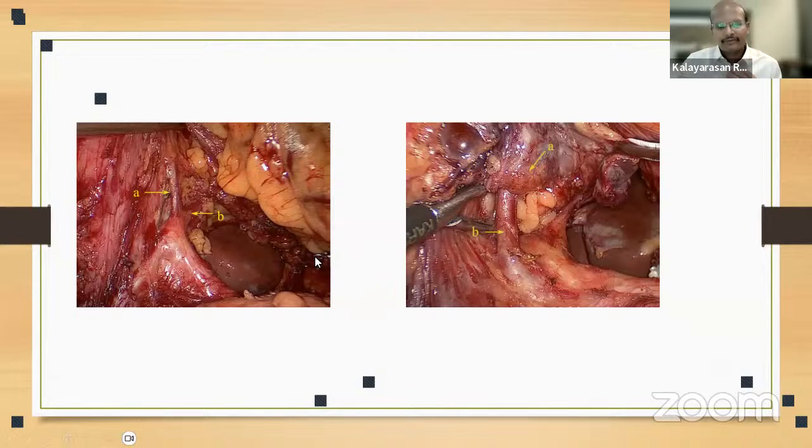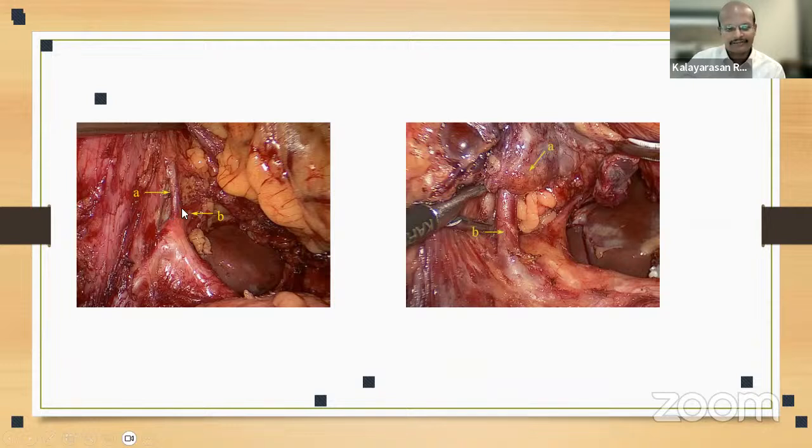Now, there are two ways of approaching the station 5. One is by lifting the stomach and approaching it from the inferior aspect. Now, when we are doing this from the inferior aspect, we should be careful that we don't inadvertently injure the hepatic artery, because this is the hepatic artery. You have the gastroduodenal artery. Usually, in most scenarios, you will have the right gastric artery after the origin of the gastroduodenal artery, and it has to be ligated at this level.